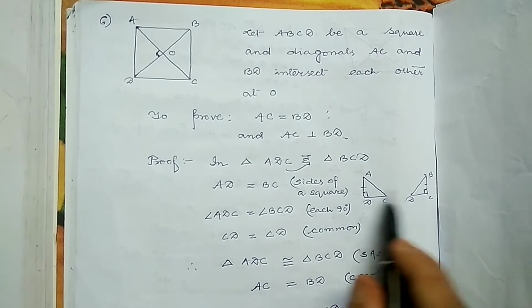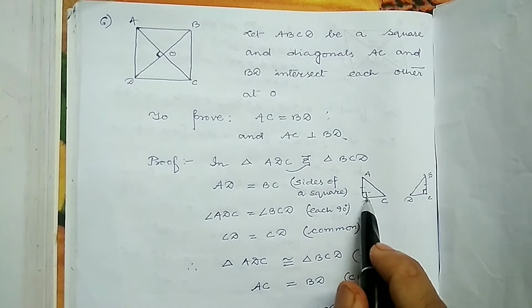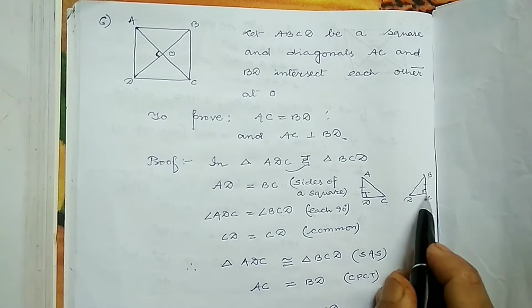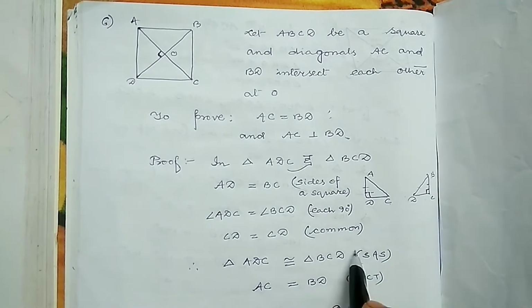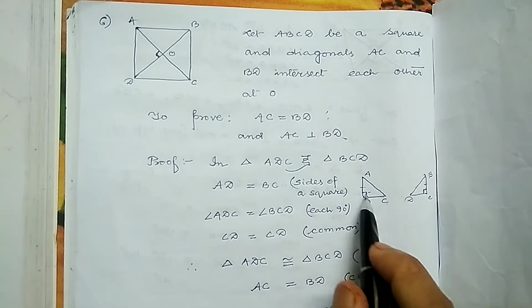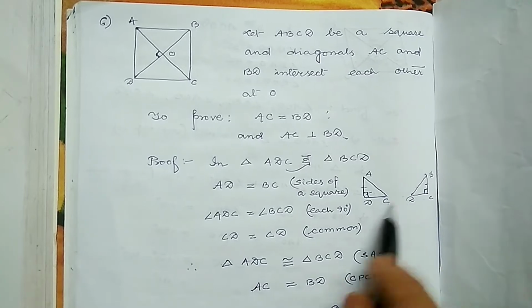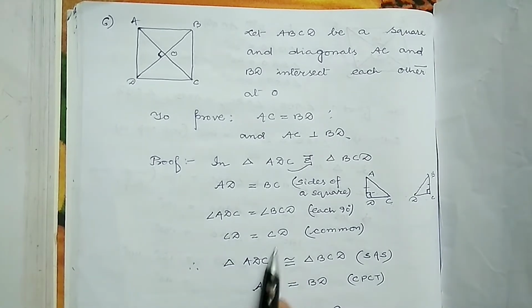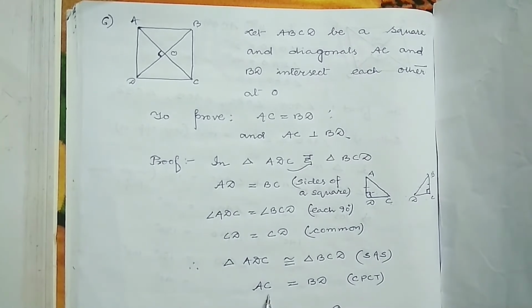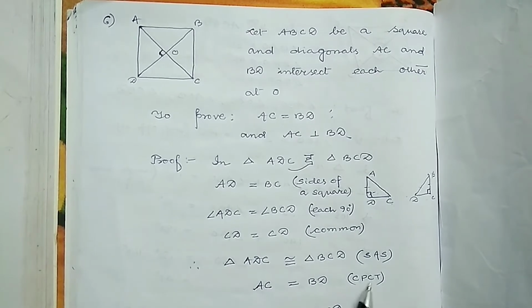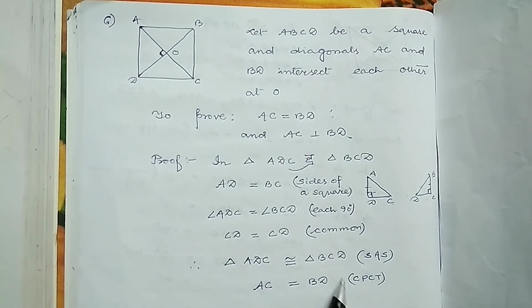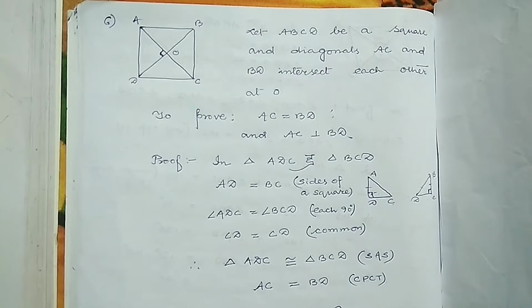So what we got from these two triangles? Side, angle, side. Triangles are congruent, and as triangles are congruent, their corresponding parts must be equal. So AC equals BD. So side, angle, side, so triangles are congruent. Therefore AC equals BD by CPCT. So already we have proved that diagonals are equal in length.